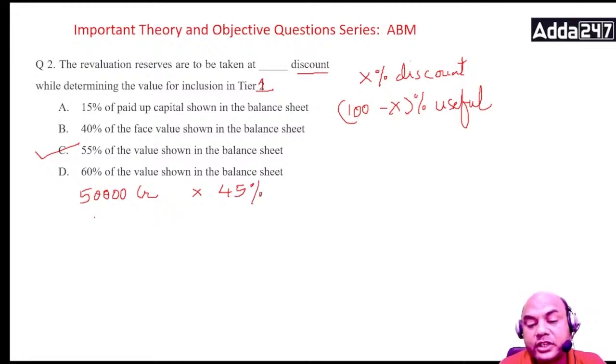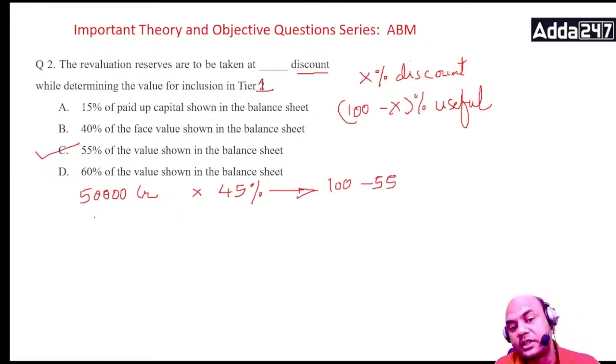Understand this 45%. Why 45%? This 45% has come because of 100 minus 55. So it is discount. So what is useful? Useful is 45%. This is what you have to understand. Many of us take this 55 as a useful part. No, 55 is a discount part. You should take it at 45%. Okay.